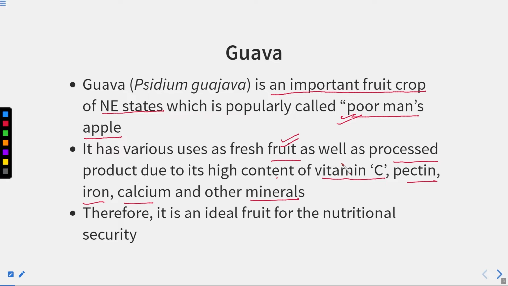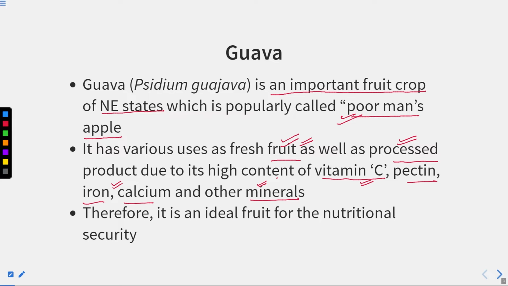So we consume this fruit in the raw form, right? But we also use this guava to make different jams and jellies. All that is also made with the guava, so that is the processed product, right? And besides that, some cooked vegetables are also made with this guava fruit. And this fruit has a very high content of vitamin C, right? Pectin, iron and calcium and other minerals are found in abundant quantity in this particular fruit.